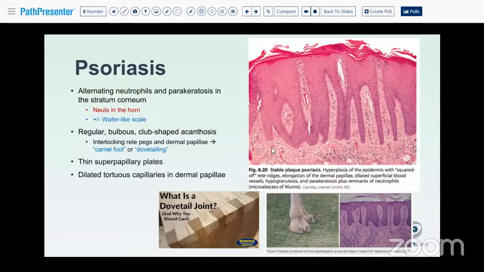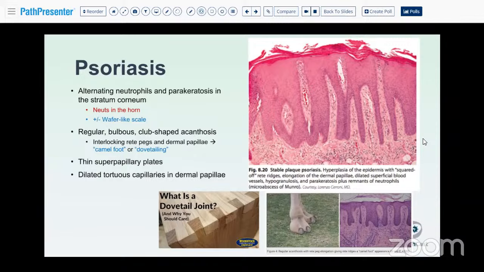There are regular rete ridges, meaning each one ends at the same point in the dermis. You see how they're all kind of hitting the same areas? That's regular acanthosis rather than different length. Often it's a bulbous or club-shaped acanthosis. And in fact, they're so bulbous and so chunky that they end up interlocking with these dermal papillae, which are also chunky. And that is what gives the so-called dovetail or camel foot property to our epidermal and dermal connection here. So that's a nice kind of unique feature of psoriasis.